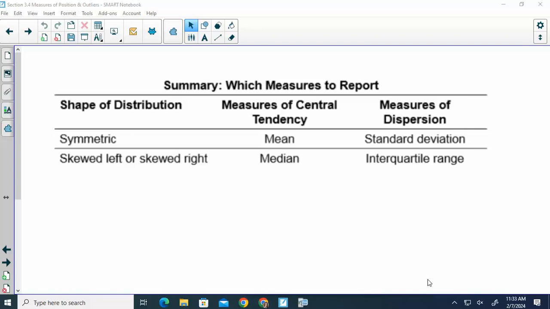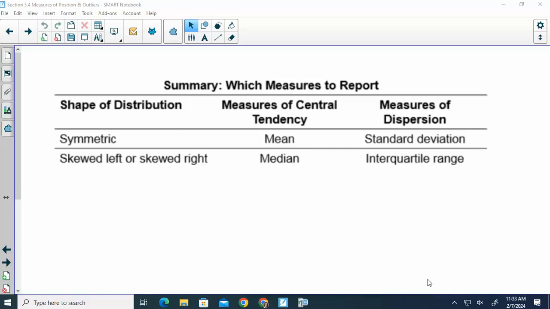I think we talked about this, that the mean and standard deviation give you the best information. Mean for the center, standard deviation for the spread. However, those values are not resistant, so if you have any outliers at all, they are not accurate. And so if your data is skewed, instead you need to go with the median and interquartile range.